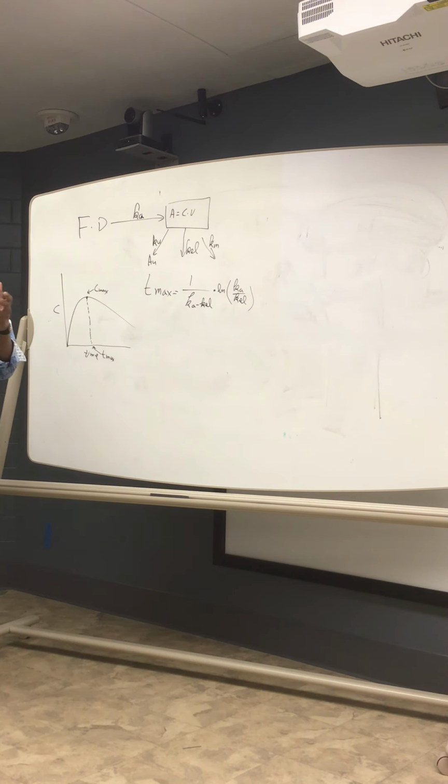That's the time when I reach the maximum plasma concentration. Because remember, at times before Tmax, I'm in the absorption phase. The concentration is rising up to Cmax, and then after Tmax, the concentration starts going down.